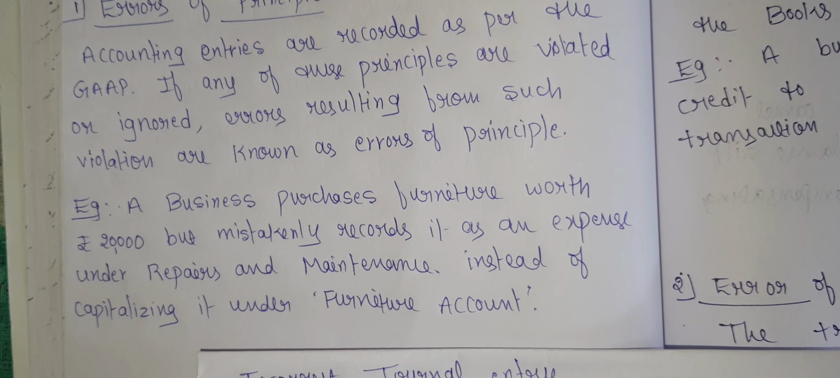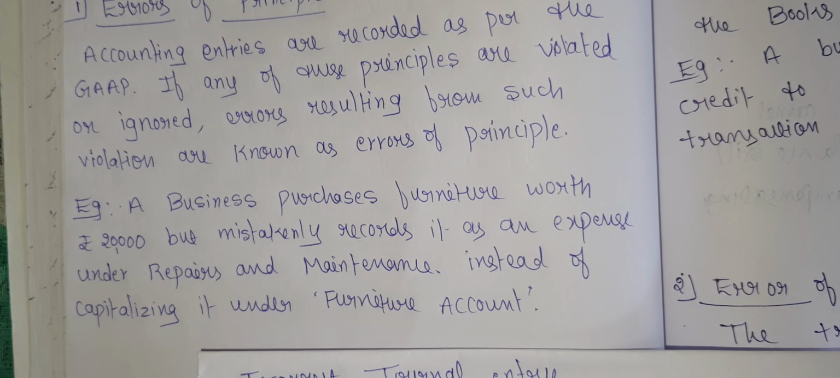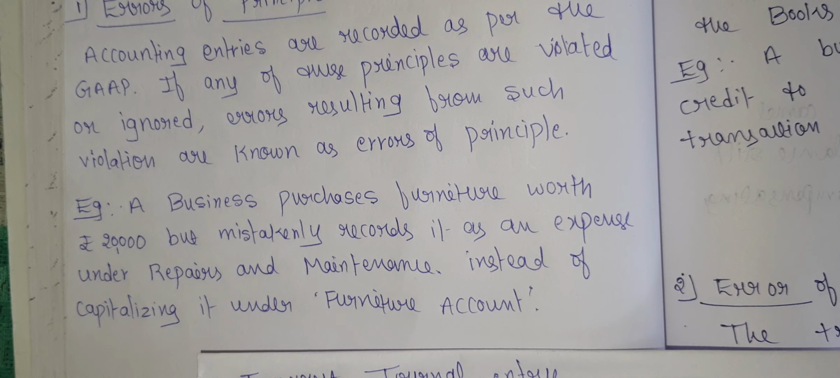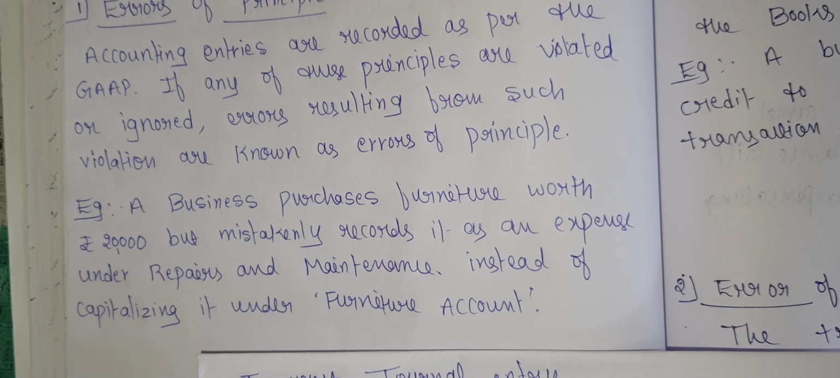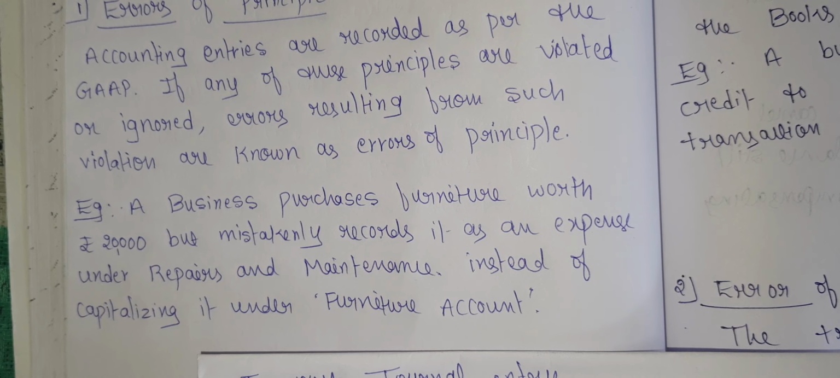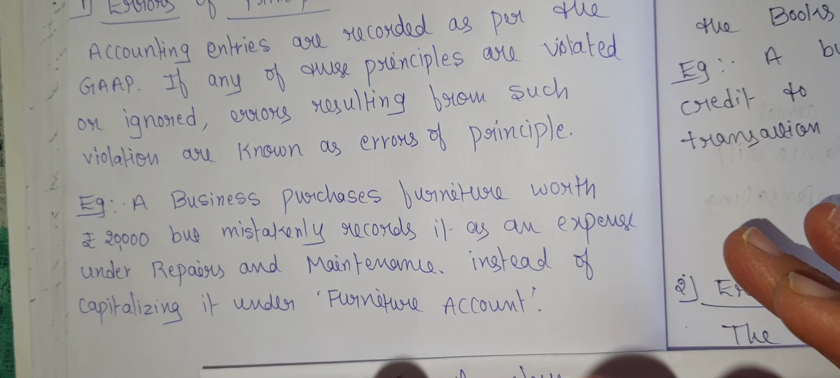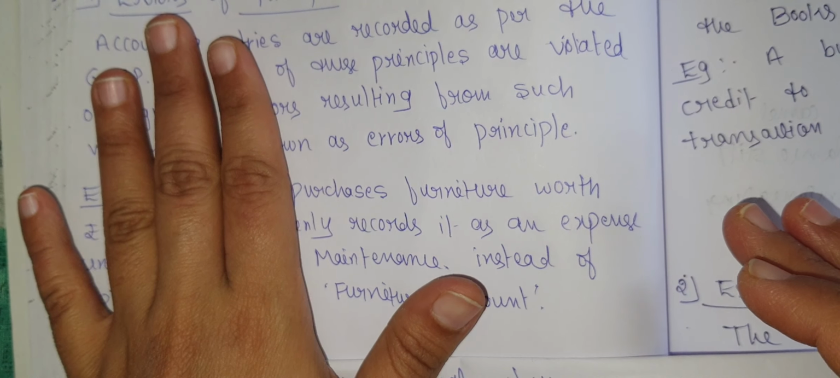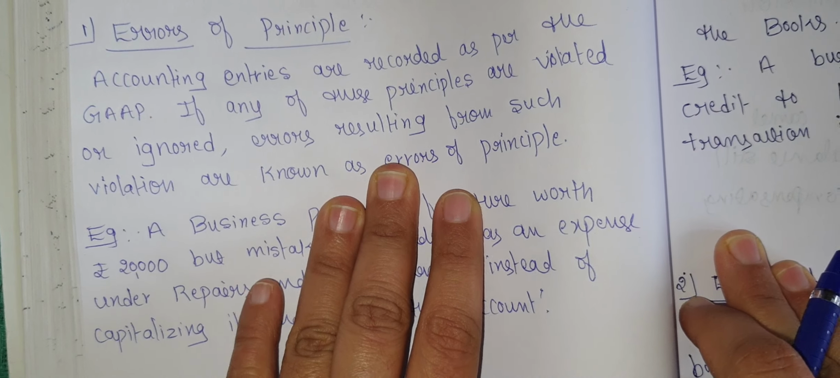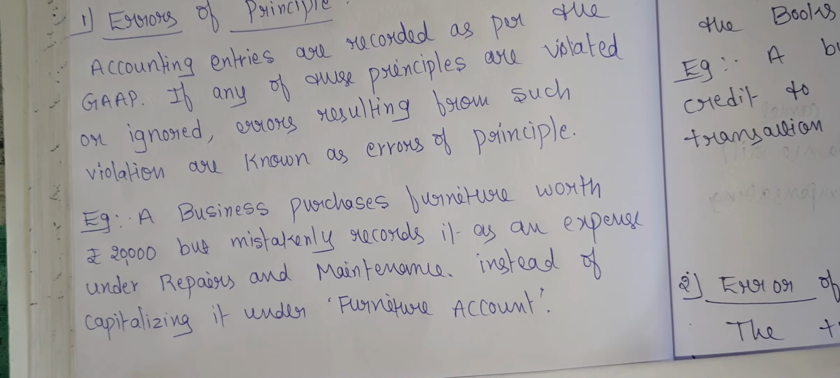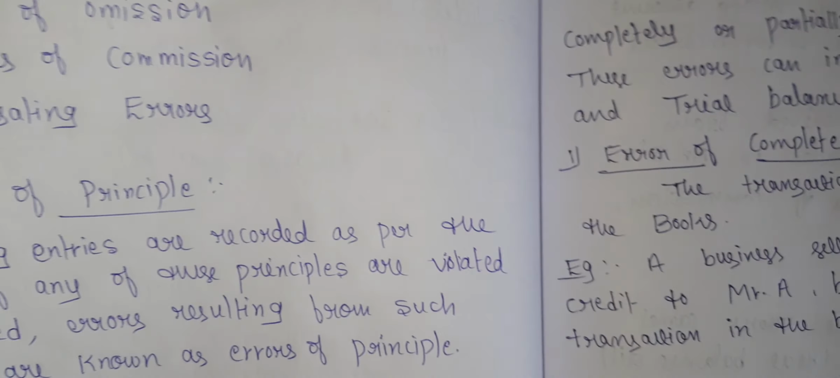This error of principle may occur due to incorrect classification of expenditure or receipt between capital and revenue. This is very important because it will have an impact on financial statements. Okay, this is about errors of principle. Now we will see the next one, that is errors of omission.